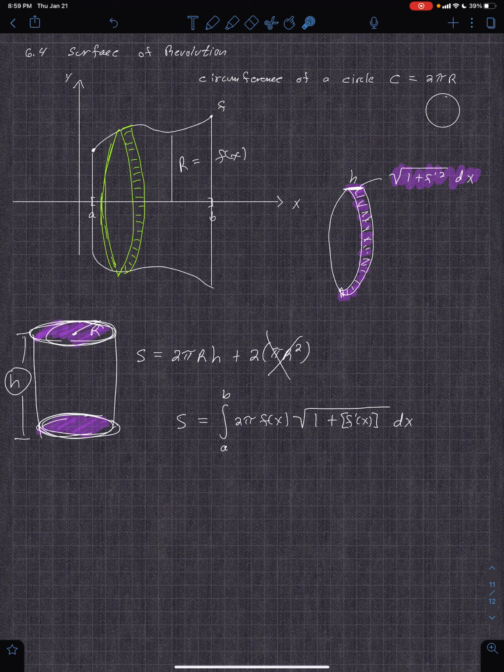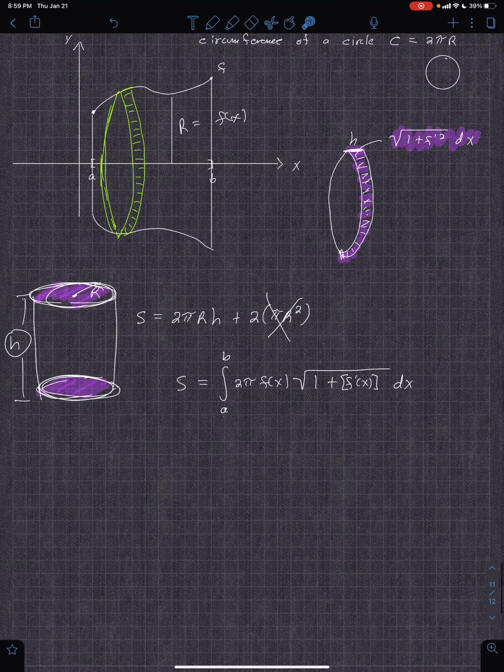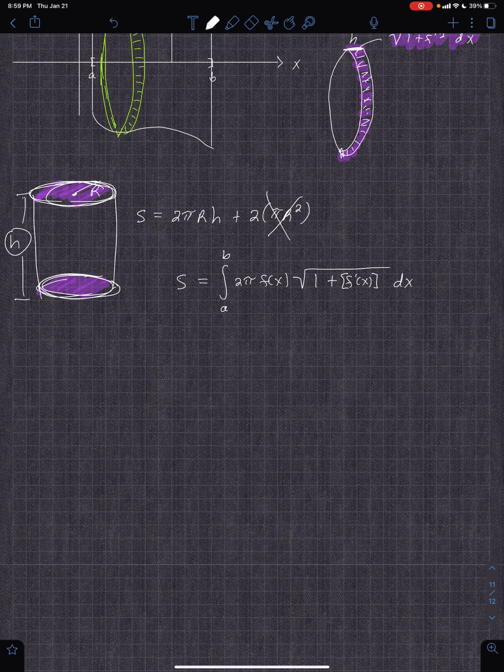I'm not going to go through it; you can look at the entire derivation if you'd like in the book. But I did it before for the arc length. Okay, so now let's look at an example.